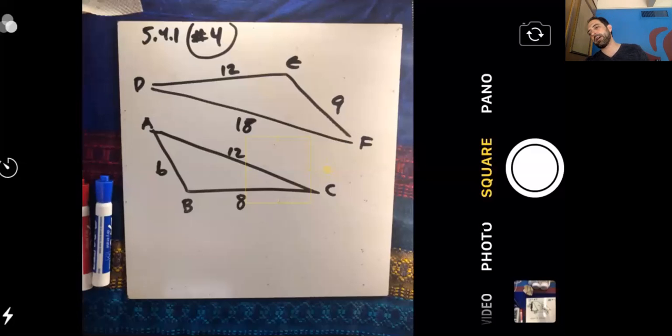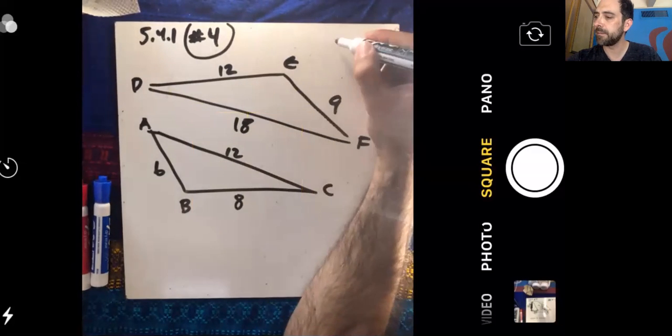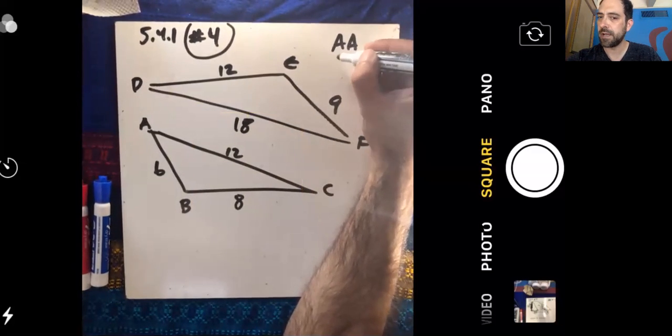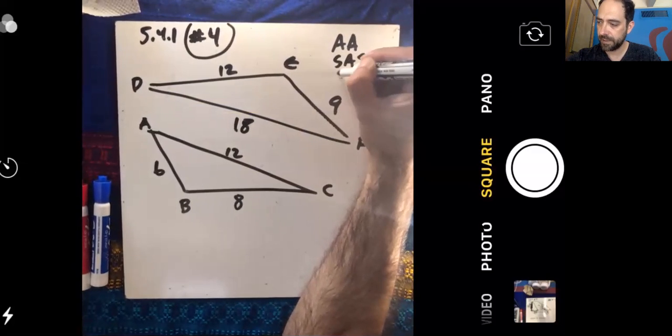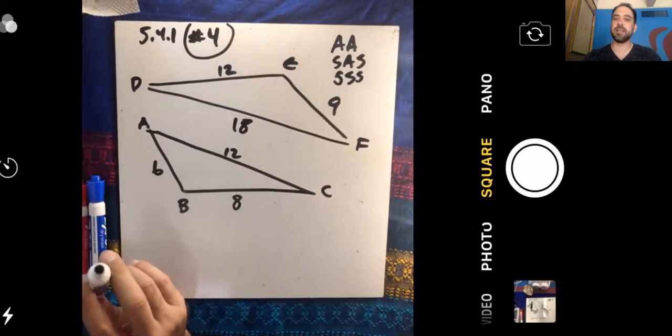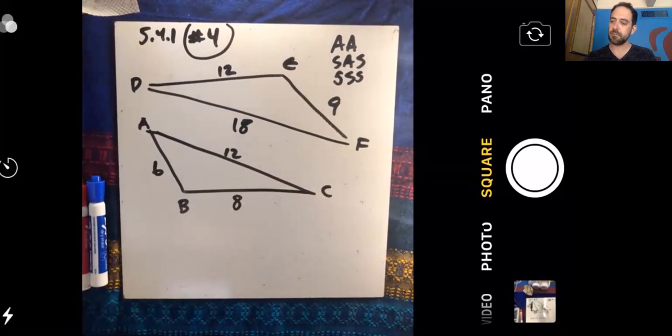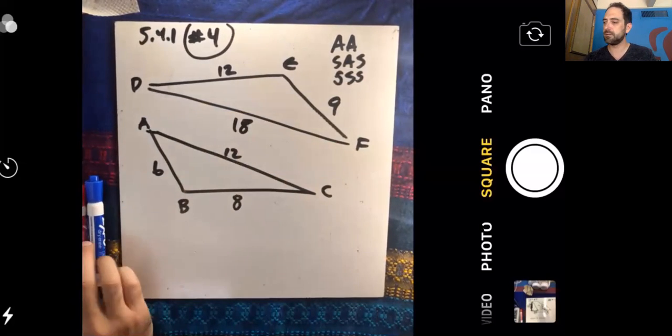All right, guys, we're here, same lesson, number 4. Maybe you're starting to get an idea on what postulate this might be. So we had AA, we have SAS, we have SSS. It's always going to either be an angle or a side. But here I know that it's side, side, side. That's what I'm going to try to assume because, look, we have information about all the sides, okay?